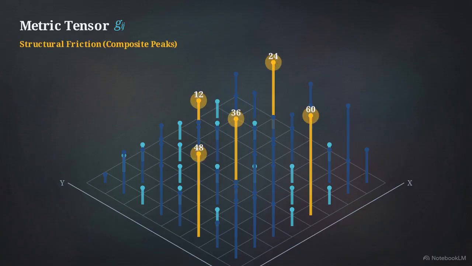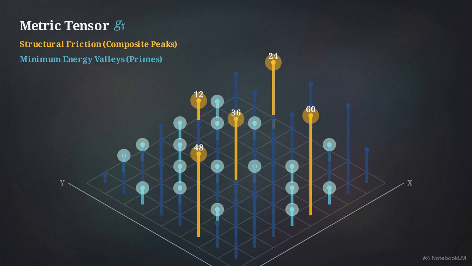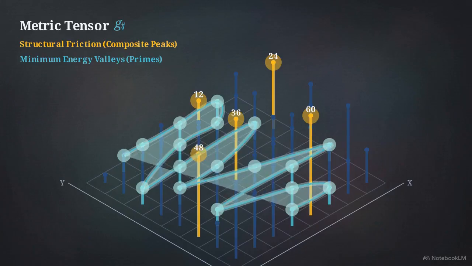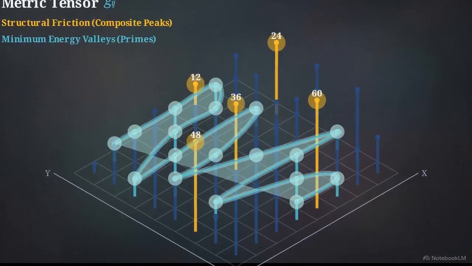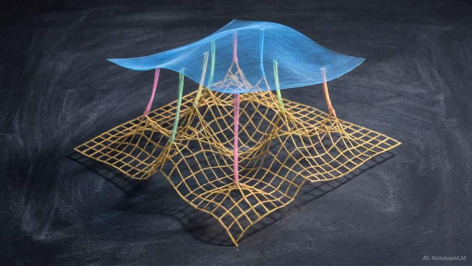Numbers with many factors, highly composite numbers, create massive peaks and structural friction. But because primes have a minimal divisor count, they represent minimum energy valleys. They form the paths of least resistance that guide the flow of the geometry. This discrete 3D prime topology provides the global invariants that prevent spatial drift, anchoring the continuous fabric of the manifold.